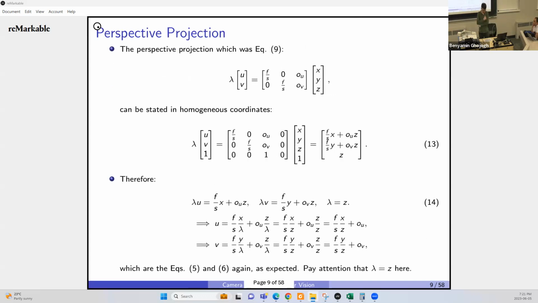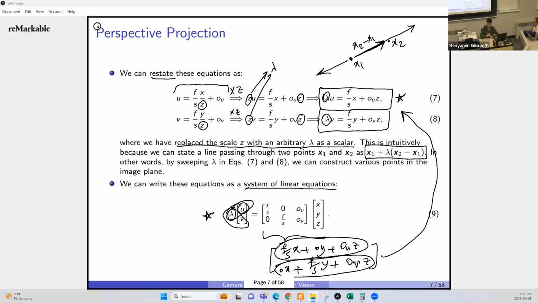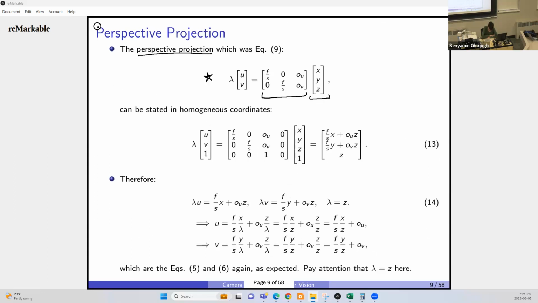Okay. So the perspective projection, which was equation 9, I think I have repeated equation 9 here. This was perspective projection. Do you remember? We had lambda times u and v, and we had this. Let's go back for you to recall what I am talking about. This was exactly the system of linear equations that we talked about, okay? So I'm just repeating it here. It can be stated in homogeneous coordinates. So this is Cartesian. Let's make it homogeneous. So I'm adding the fake dimensionality 1 here, okay?